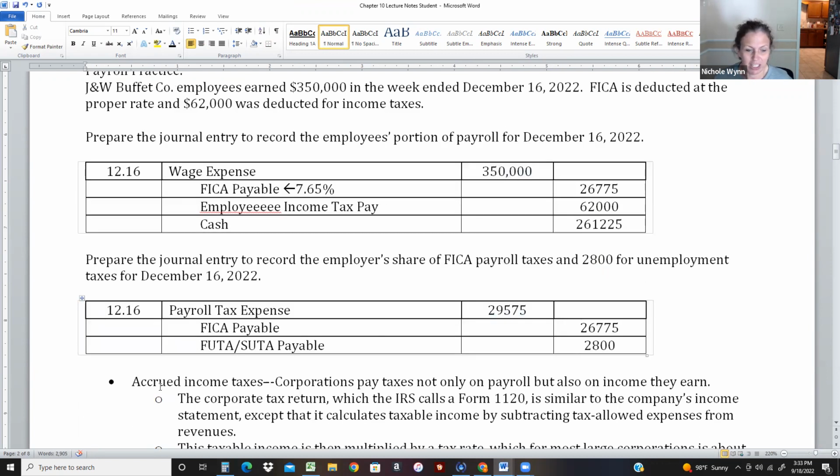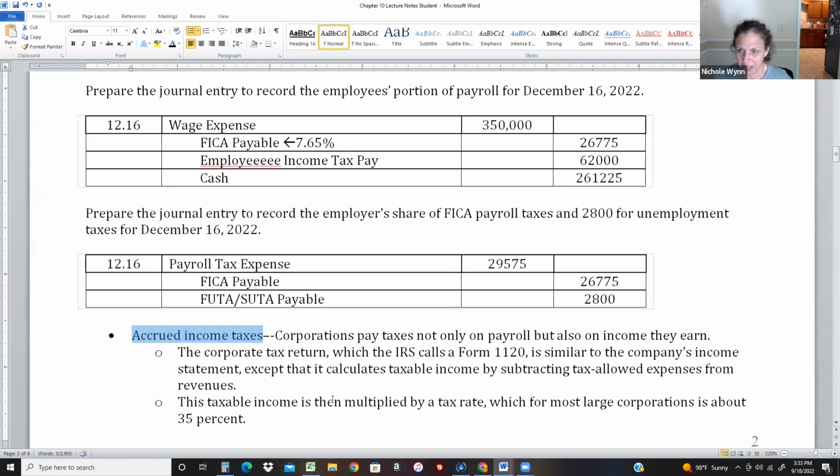So, all right, accrued income taxes. This is when we owe money for our income taxes, and that debits income tax expense and credits income tax payable.